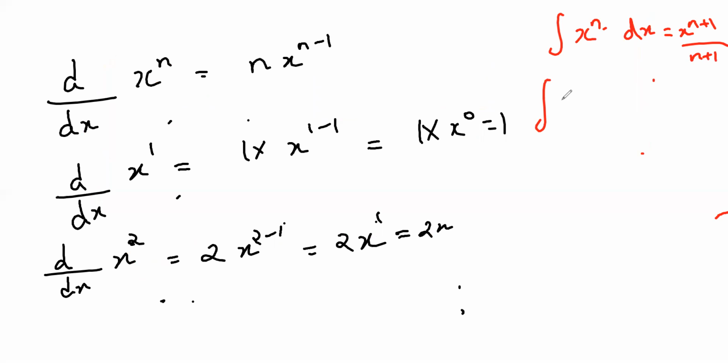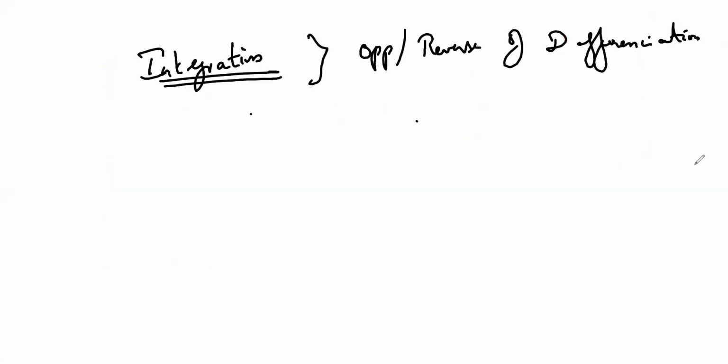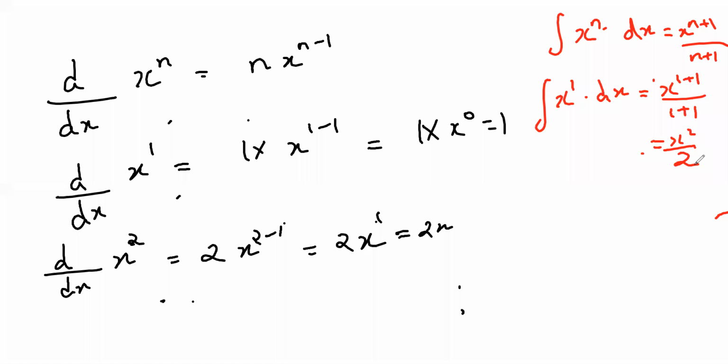So if I'm giving integral of x power 1, n is equal to 1, I'll get x power 1 plus 1 by 1 plus 1. That is x square by 2. And please remember, I said integration is the opposite, reverse of differentiation, which means if I just take this value and differentiate, d by dx of x square by 2.